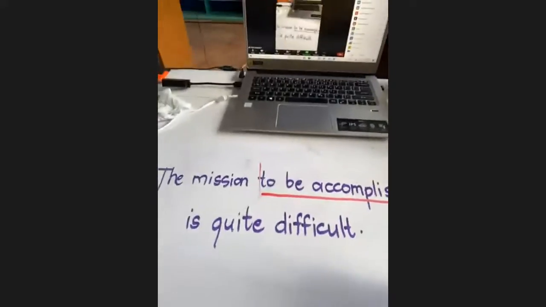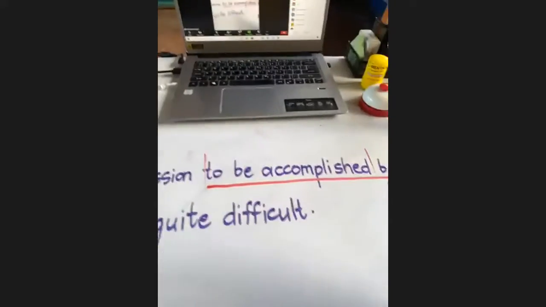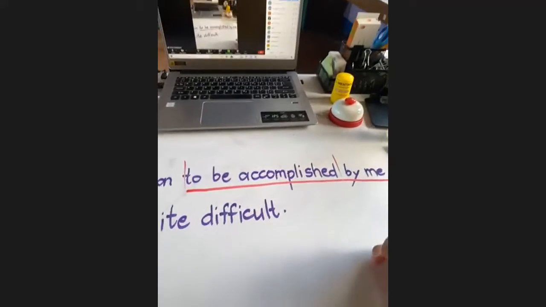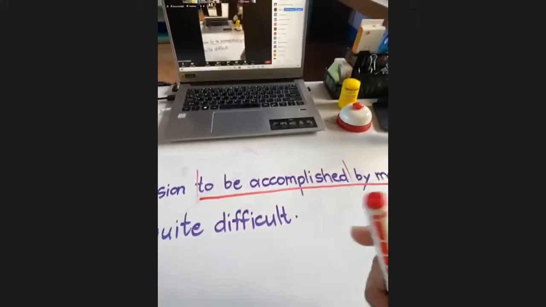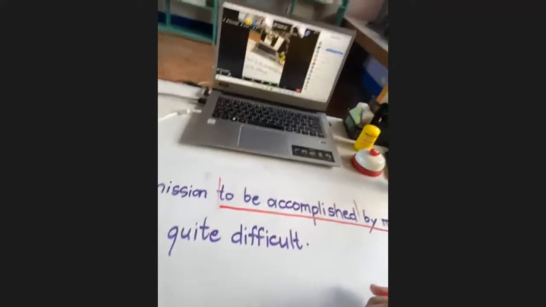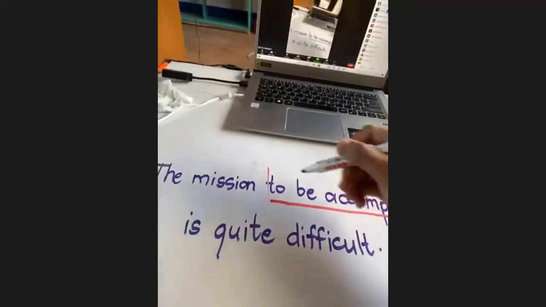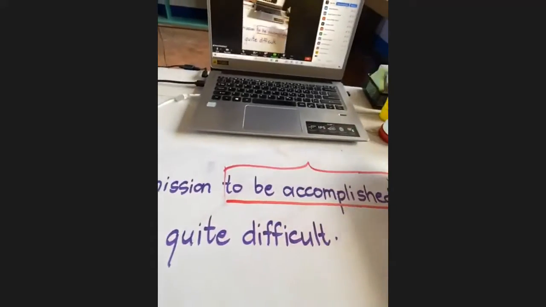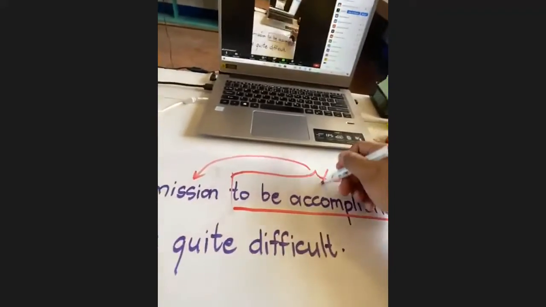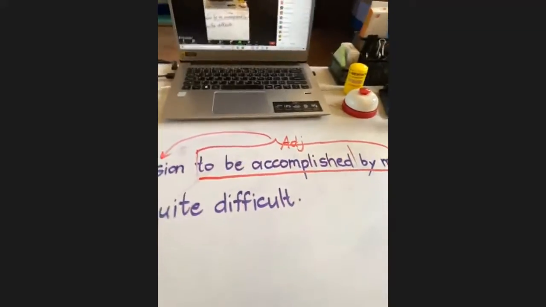The question now is, what kind of mission is considered difficult, quite difficult? To answer that, you go to your infinitive phrase, which in this case is to be accomplished. What kind of mission are we talking about? It's that kind to be accomplished by me. To be accomplished by me, this infinitive phrase describes mission. And so this functions as an adjective.